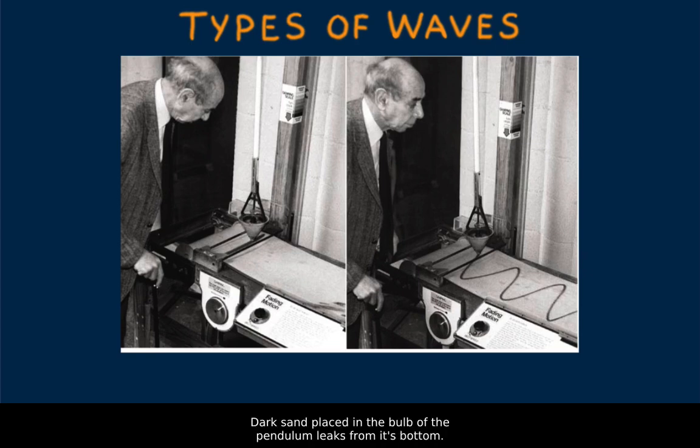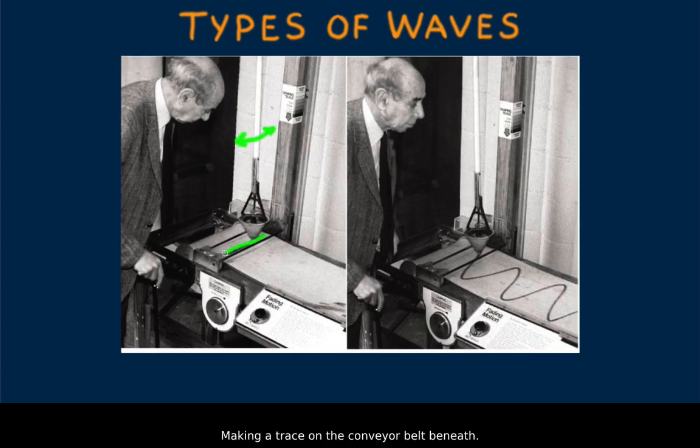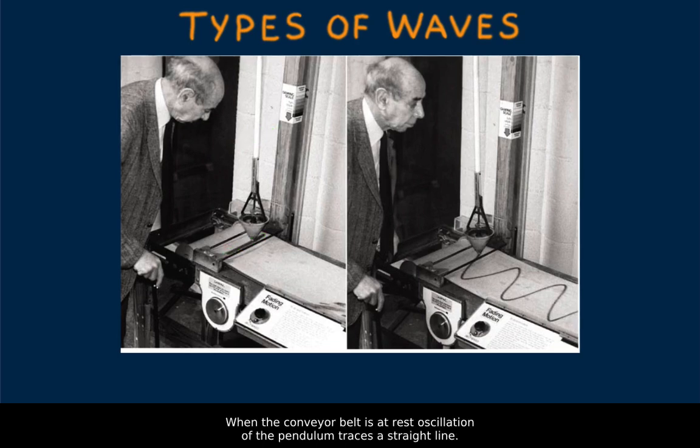Dark sand placed in the bob of the pendulum leaks from its bottom, making a trace on the conveyor belt beneath. When the conveyor belt is at rest, oscillation of the pendulum traces a straight line. When the belt moves at constant speed, a sine curve is traced.